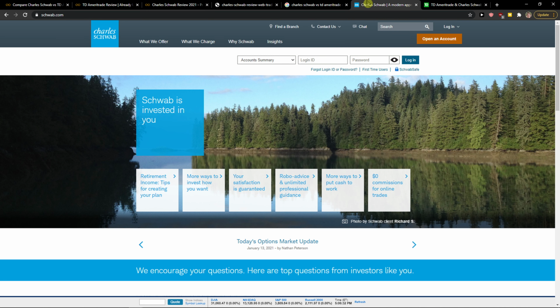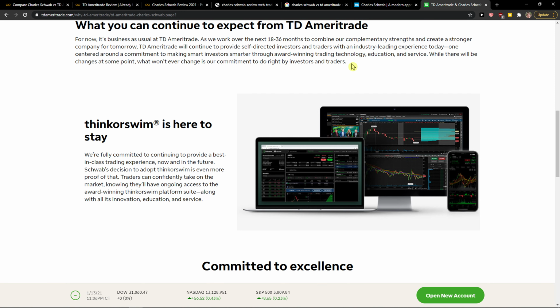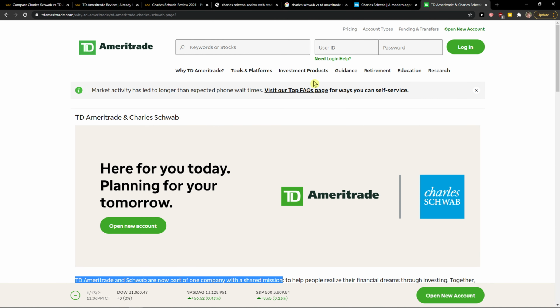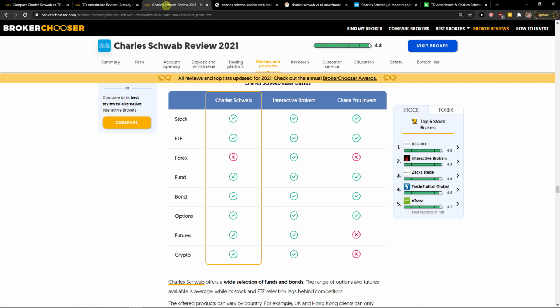Charles Schwab, I would personally use if I want to travel a lot, because they have the travel benefits. And also, if you want to invest long-term into ETFs and stocks, Charles Schwab is not a bad decision for that. Again, both are good platforms. If you choose TD Ameritrade or Charles Schwab, you're not going to make a mistake.